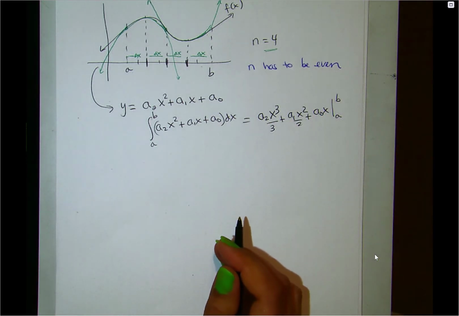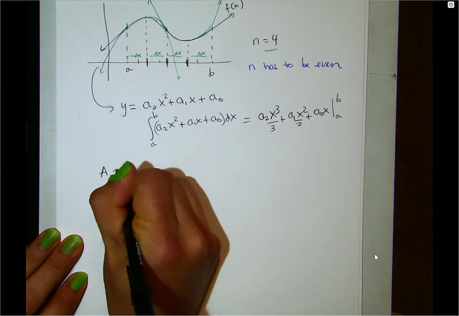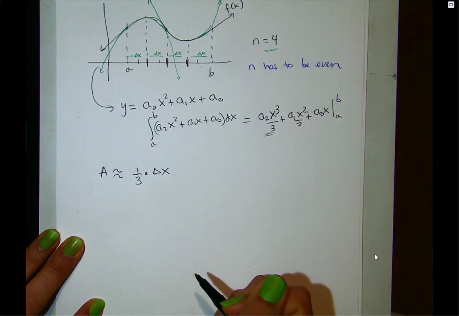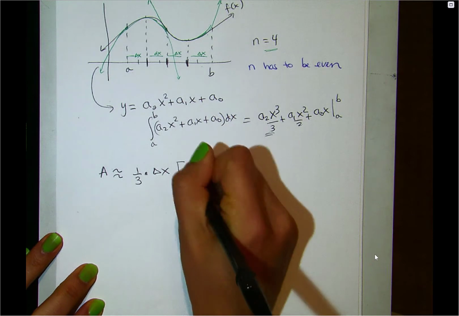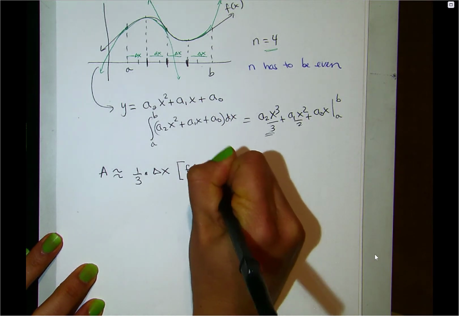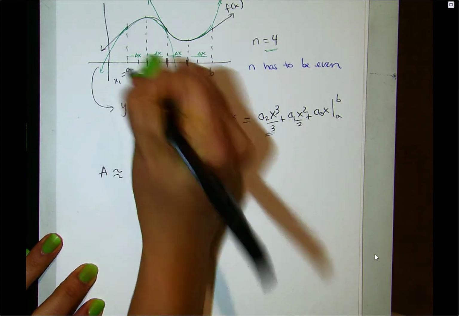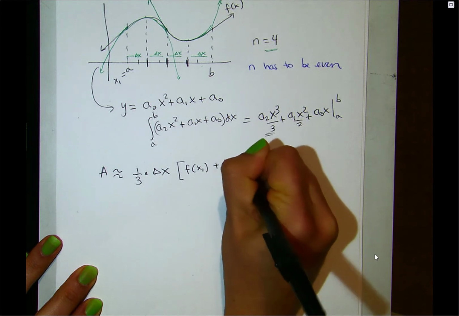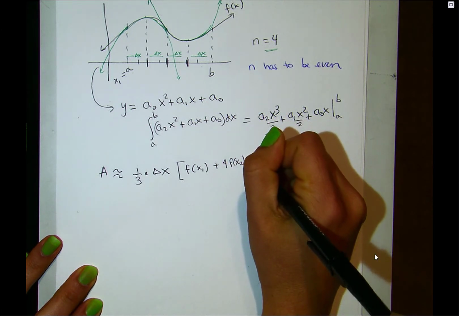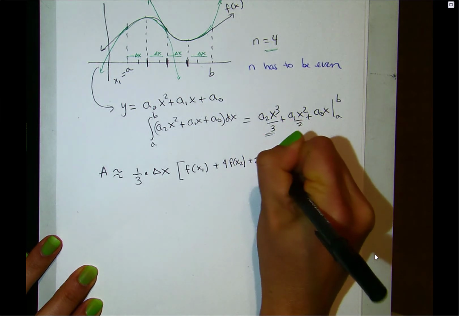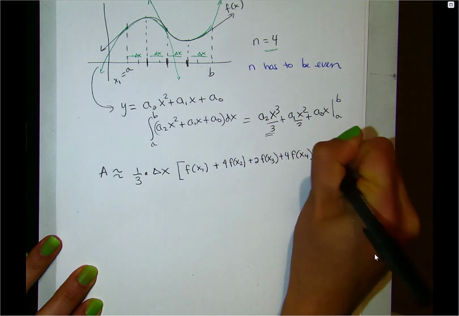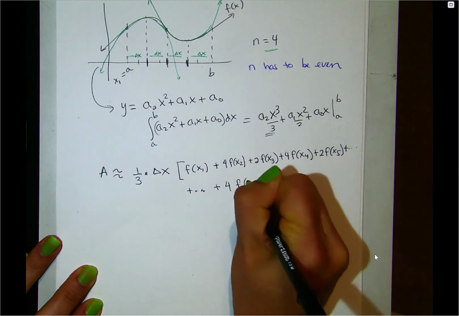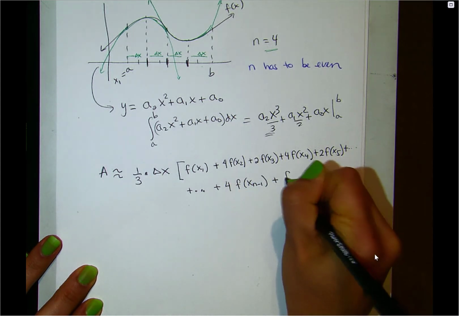So the formula for Simpson's rule is that the area is approximately 1/3, that 1/3 when you integrate, times delta x, and then we're going to do times f of your first endpoint, so f of a, usually that's your x1, and then you're going to go from there slightly different, so it's going to be plus 4 f of x2 plus 2 f of x3 plus 4 f of x4 plus 2 f of x5, and so on and so forth, plus 4 f of x of n minus 1 plus f of x of n.